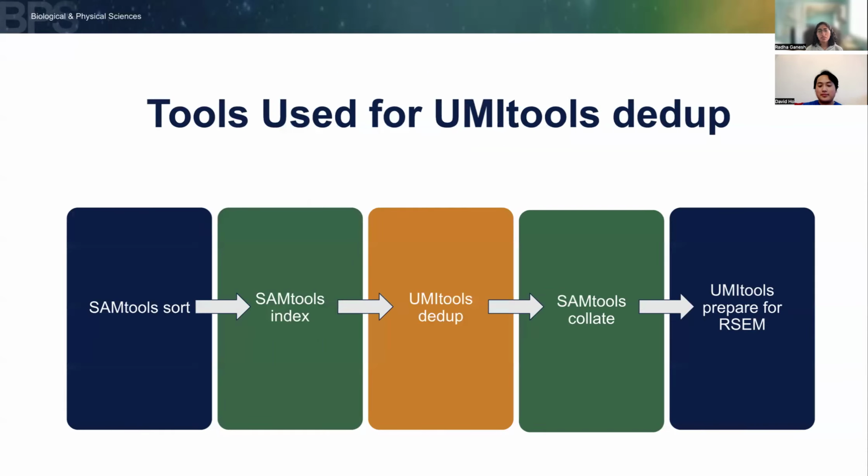So for UMI-tools dedup, the command requires a sorted and indexed alignment file. So I had to do that first with the samtools sort and index commands. Then I was able to run UMI-tools dedup. After that, I had to run the deduplicated file through samtools collate, which would sort the file by name. And then lastly, run it through the UMI-tools prepare-for-rsem command in order for it to be compatible with RSEM, which is the next step of the GeneLab data processing pipeline.